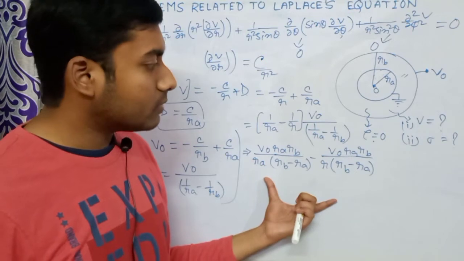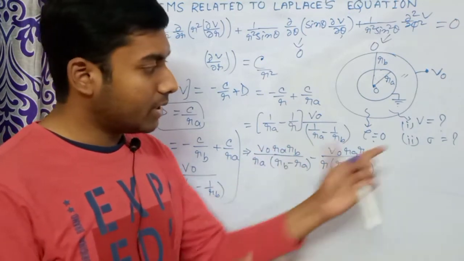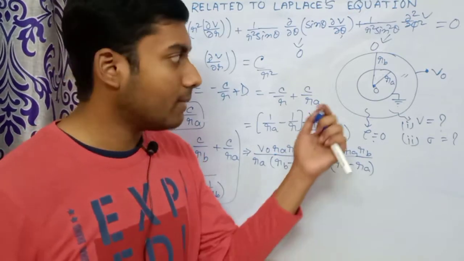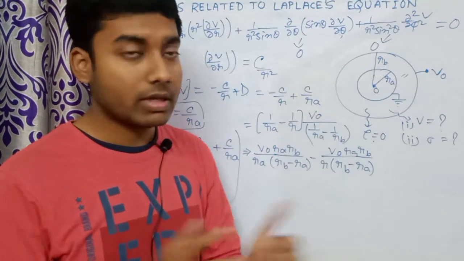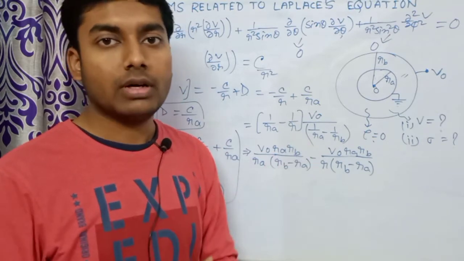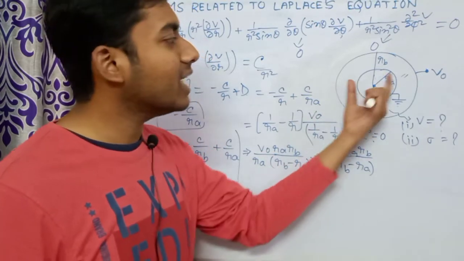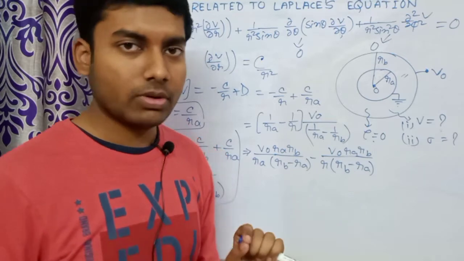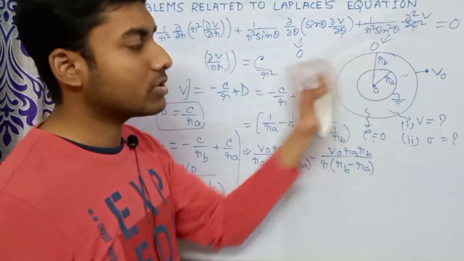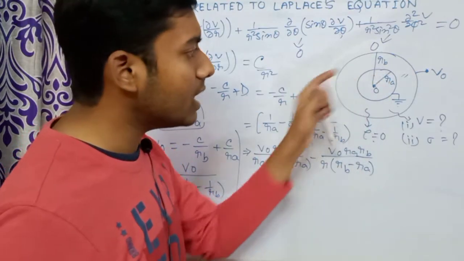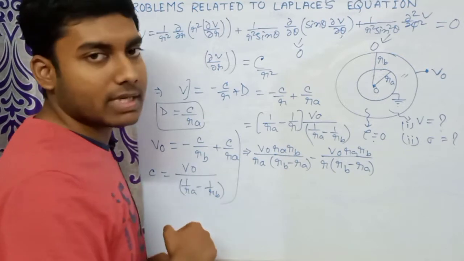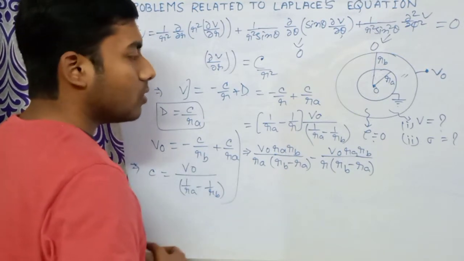Okay, now with this you can find this sigma. How? Using the boundary condition. I am showing you how you can solve this for the outer surface, and you have to do that for the inner surface. Very easy. So watch this minutely. You can do it yourself for the inner. Okay, so for the outer, rb is the radius, right?